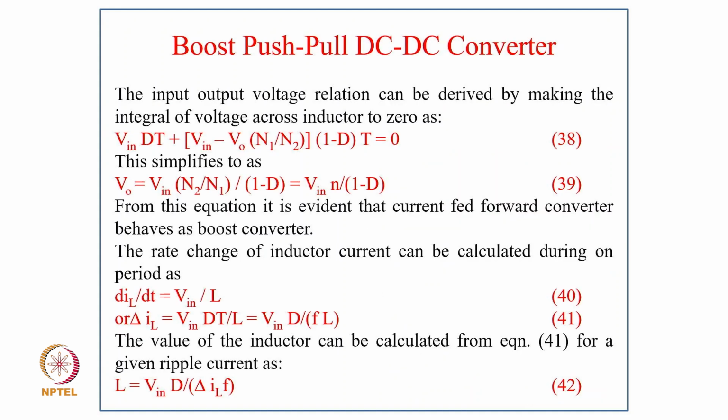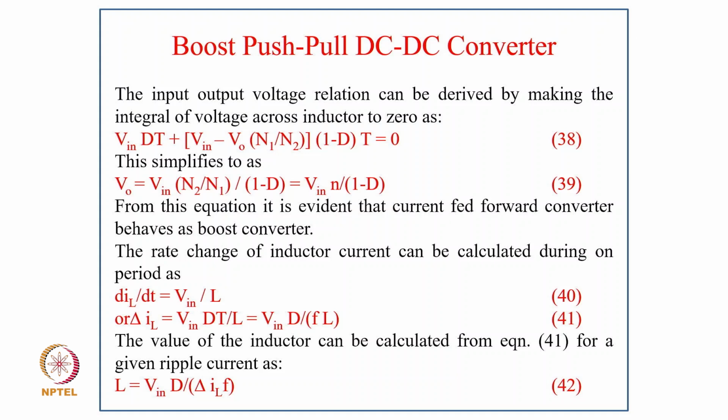So coming to the analysis of the boost push-pull converter, the input-output voltage relation can be derived by making the integral of voltage across the inductor 0. So Vin dt plus (Vin minus VO N1 upon N2) into (1 minus D) Ts equals 0. This simplifies to VO equal to Vin N2 upon N1 divided by 1 minus D, that is Vin n, where n is the turns ratio, divided by 1 minus D.